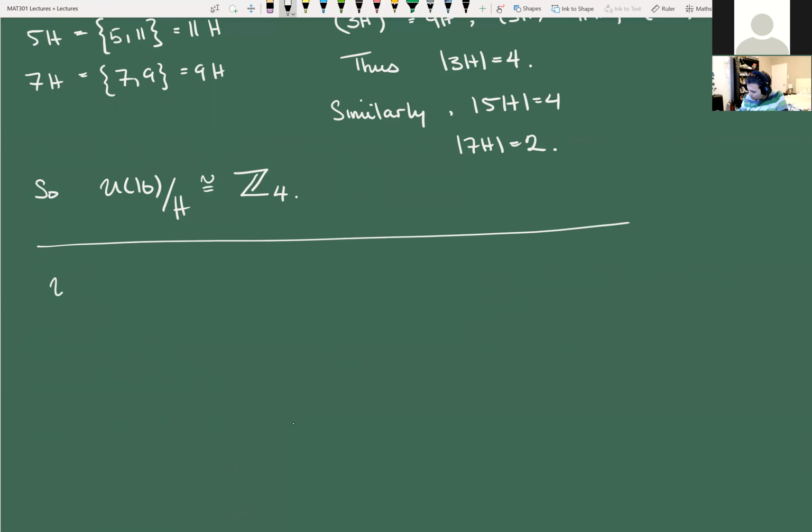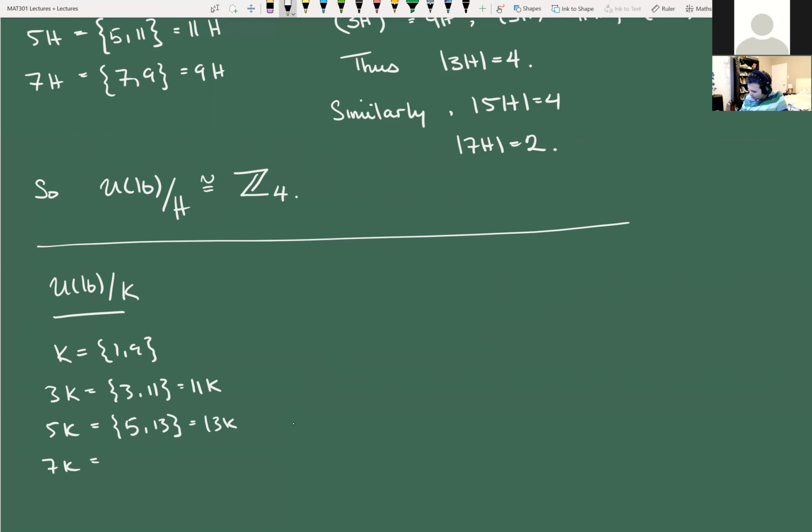Now let's look at U16 mod K. We've got our first coset, which is {1, 9}. And then if we start computing, we're going to get 3K, which is {3, 11}, which is also 11K. We're going to get 5K, which is {5, 13}, which is 13K. And then we get 7K, which is {7, 15}, and that's also equal to 15K. And again, you can go through the same notions, and what you're going to find is that every non-identity element in here has order 2.